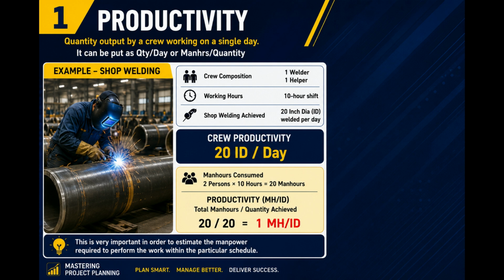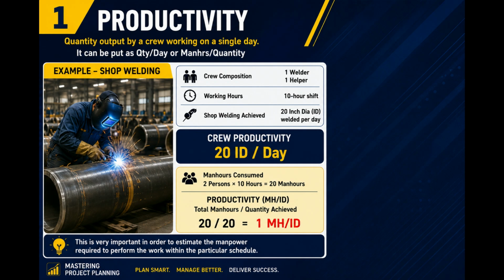Suppose we want to measure in terms of man hours. Why are we going for man hours? This might be useful when you're going for some costing calculation, like how much money we are going to spend for performing that welding and how much revenue we have generated. So if we calculate on man hours, it will be two persons, one welder and one helper, working 10 hours. It will be 20 hours. How much shop welding are they going to achieve? It's 20 inch here.